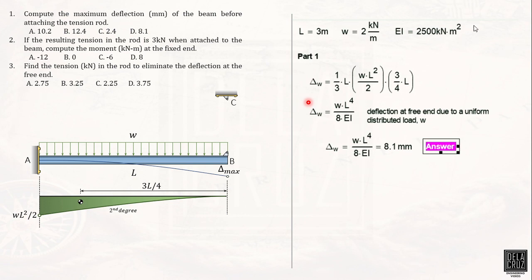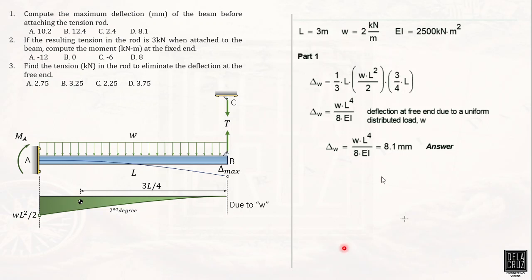Okay, for part 2, if the resulting tension in the rod is at 3 kilonewtons when attached to the beam, compute the moment at the fixed end. Okay, very simple. If may tension daw tayo sa rod, here, tension away from the joint, then what would be the moment at A daw? So that moment at A is what we call the reaction at A, of course, no?